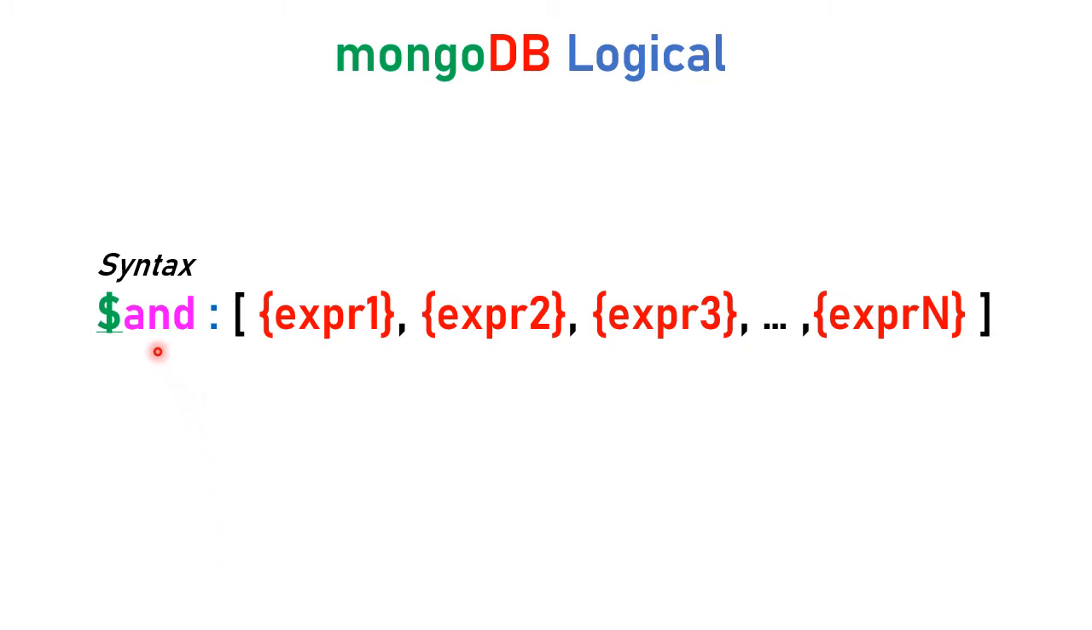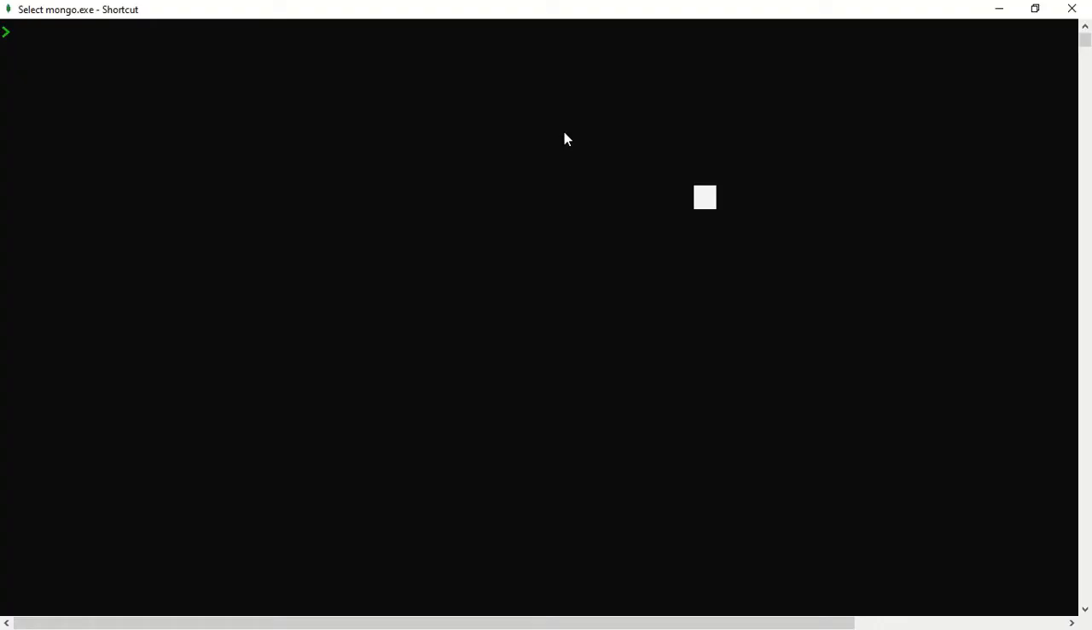Now the syntax of and is: you say $and colon, square bracket open, and square bracket close, and within that we have n number of expressions: expression 1 comma, expression 2 comma, expression 3 comma, and so on up to expression n. This is the syntax of and. So let's understand how to use the logical and command.